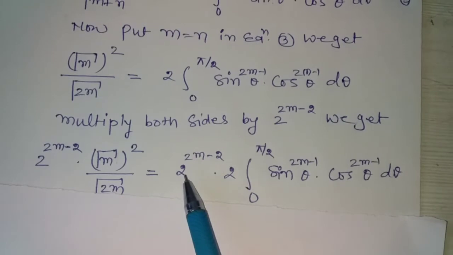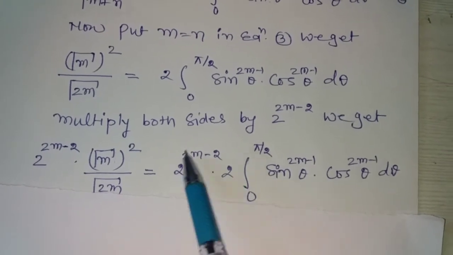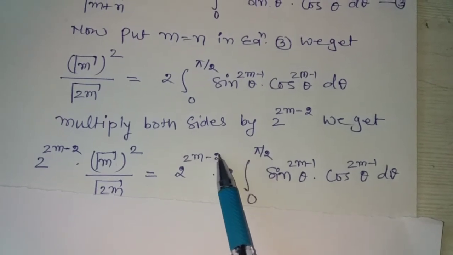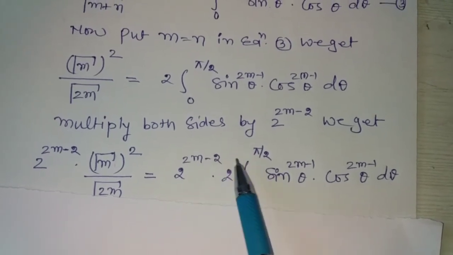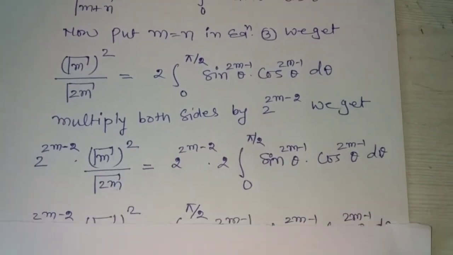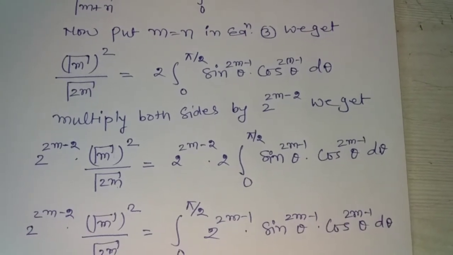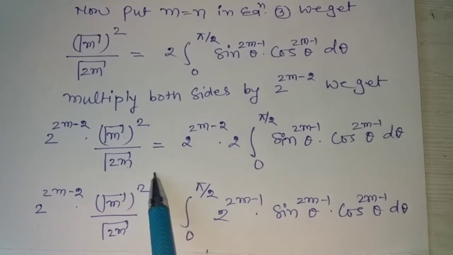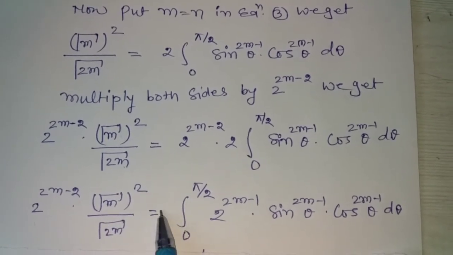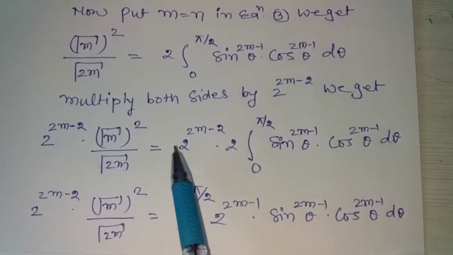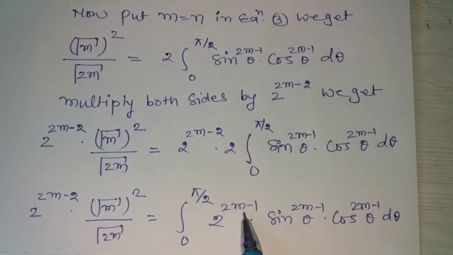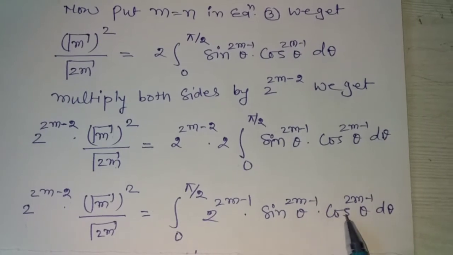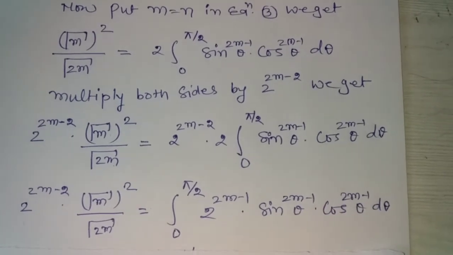Now in multiplication we add the powers, so we get 2 raised to 2m minus 2 plus 1, that is 2 raised to 2m minus 1. So we get 2 raised to 2m minus 2 gamma m whole square upon gamma 2m equal to the integral from 0 to pi by 2 of 2 raised to 2m minus 1 into sine raised to 2m minus 1 theta cos theta raised to 2m minus 1 d theta.